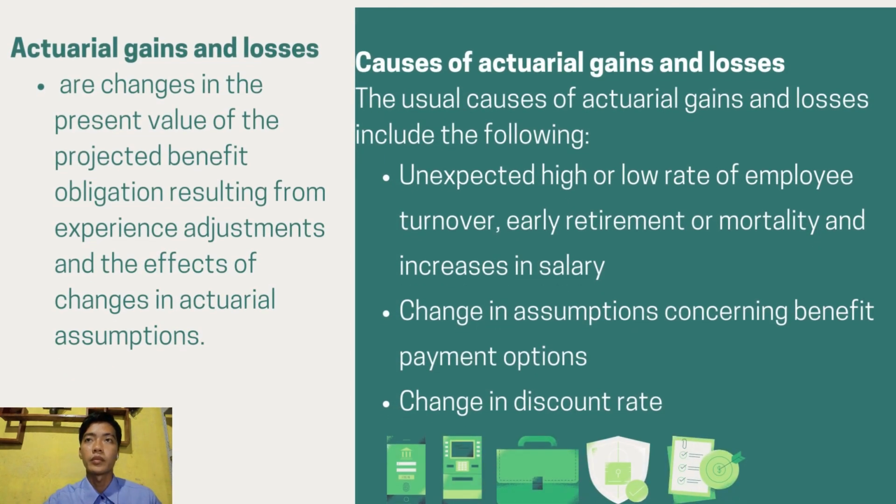So, next topic naman ay actuarial gains and losses. Actuarial gains and losses are changes in the present value of the projected benefit obligation resulting from experience adjustments and the effects of changes in actuarial assumptions. Actuarial gains or losses refer to the differences between an employer's actual pension payments relative to the expected payments.